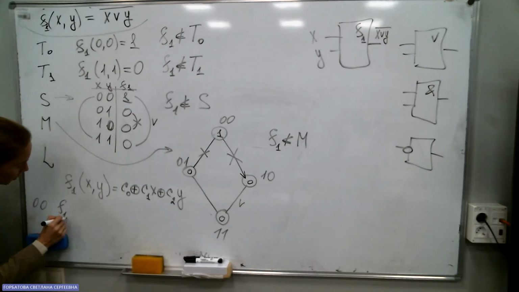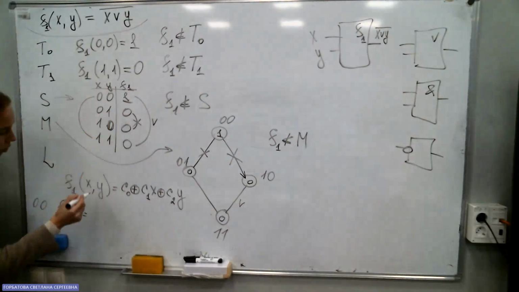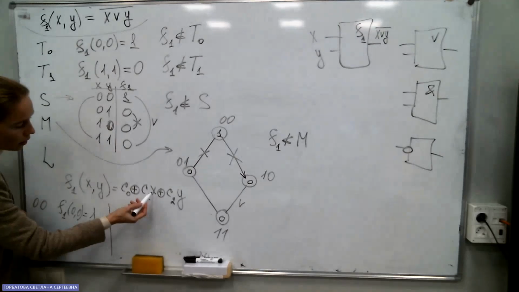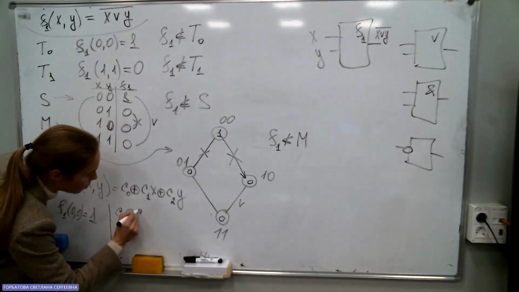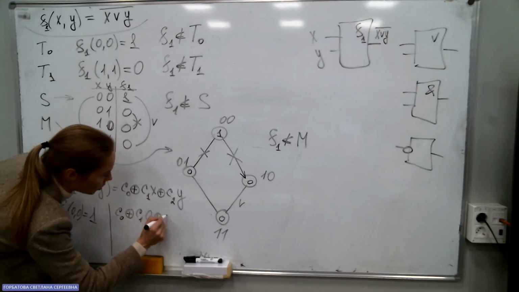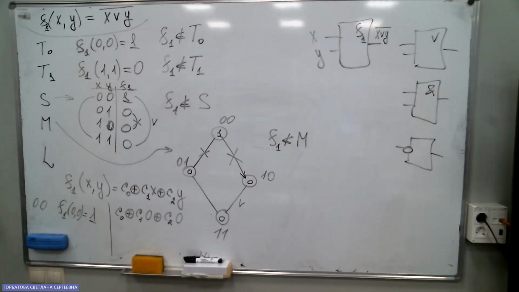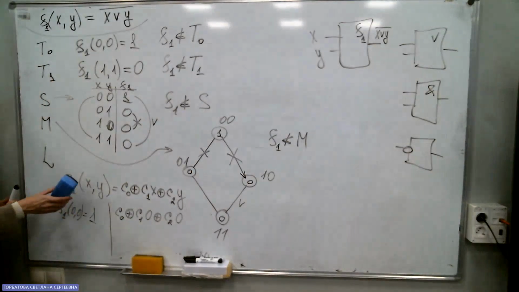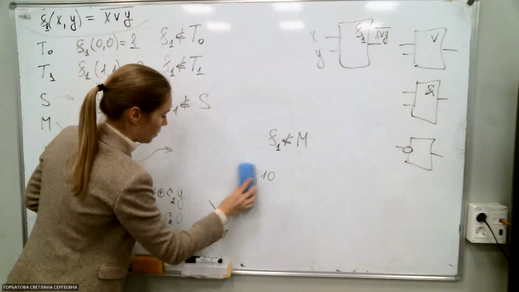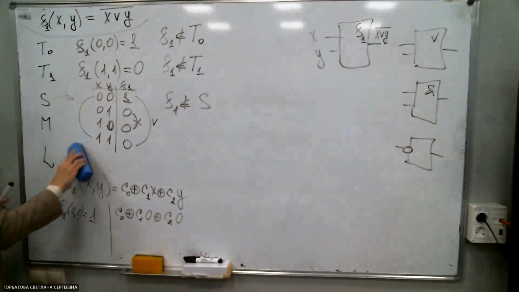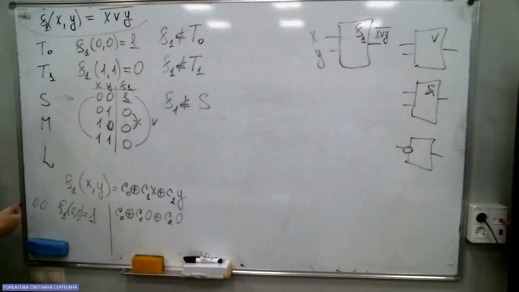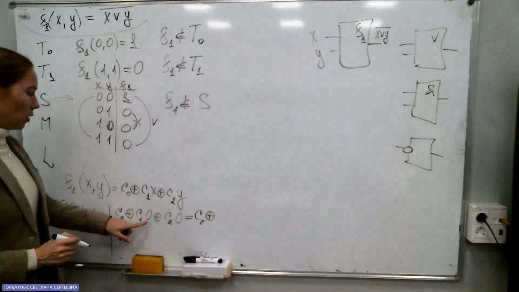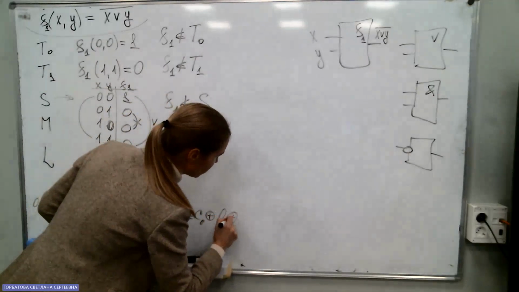Our function f1 at point 0, 0 equals 1. That is the left side. And the right side is C0 plus modulo 2 C1 conjunction 0 plus modulo 2 C2 conjunction 0.